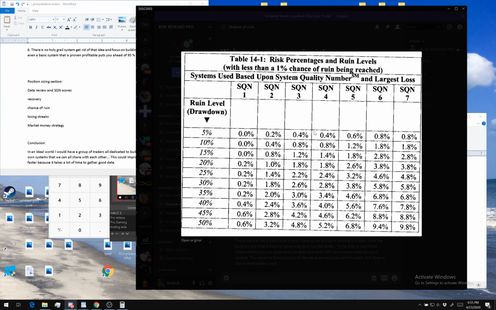Because if I had a $1 million account, you better believe I'm going to be using this chart. I'm going to be using less than 1% chance, and I'm going to want to have a drawdown level of 5%.